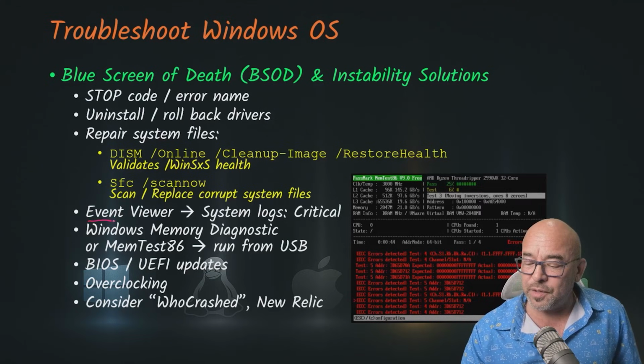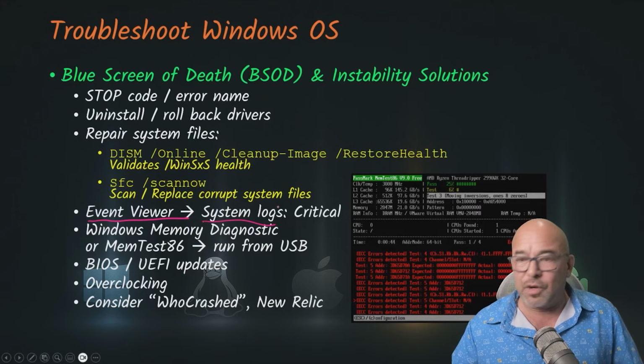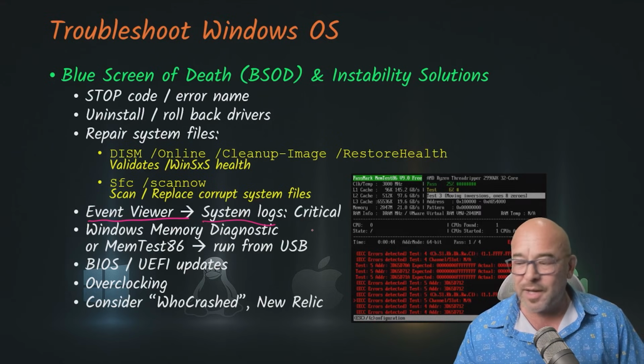Also, we can go into Event Viewer and look at the system logs. We looked at that earlier, so I'm not going to go through that again. But remember, there's different kinds of errors. There's warnings, there's critical. Those would certainly be ones you'd want to look at.